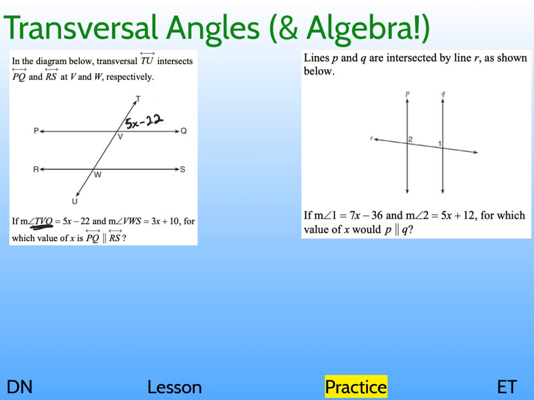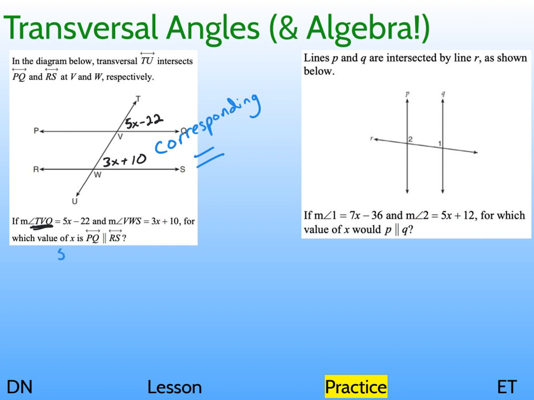Now the next one, VWS. See how you just follow the letters? That angle is right here, and it is represented by 3x plus 10. So what is the relationship between these angles? Well, they're corresponding angles, because they're both in the top right quadrant of the angles you're looking at. Corresponding angles, remember, are equal when the lines are parallel. So we want these to be equal, so let's set them equal.